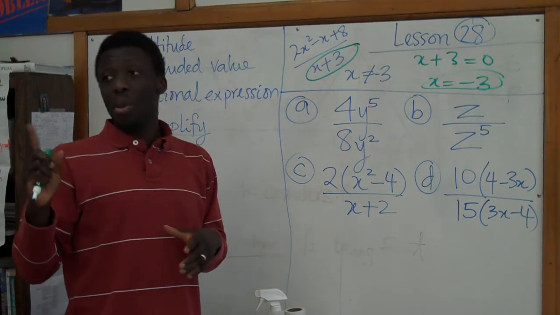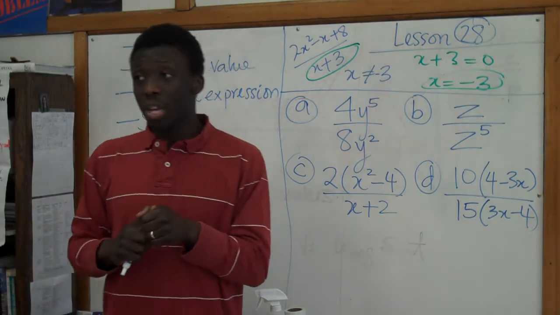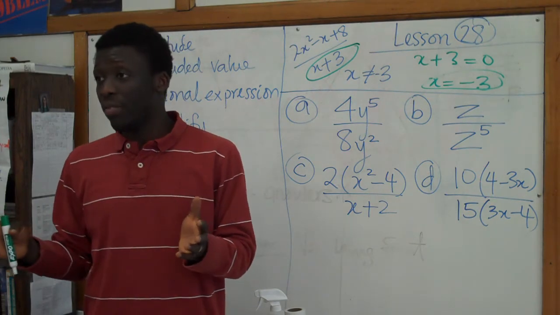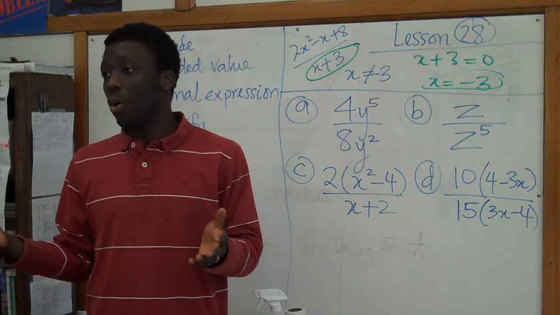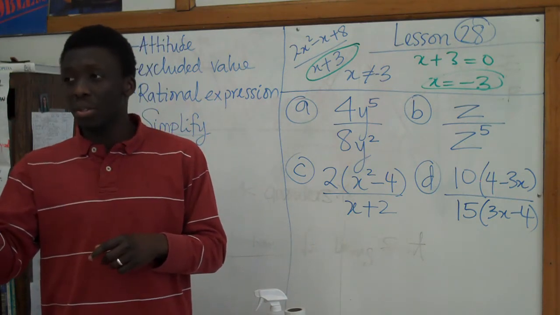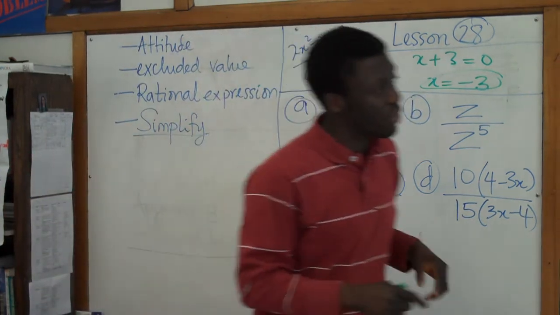Before we do that, let me mention that you can have one excluded value, or you can even have situations where you have no excluded value, like x squared over 4. There's no excluded value. Or you can have 2 excluded values. Let's talk about a problem with 2 excluded values.